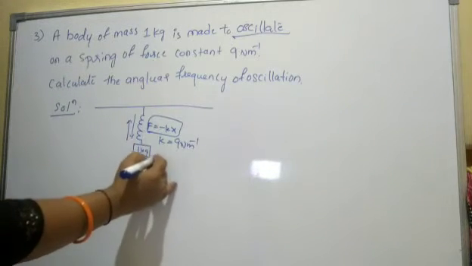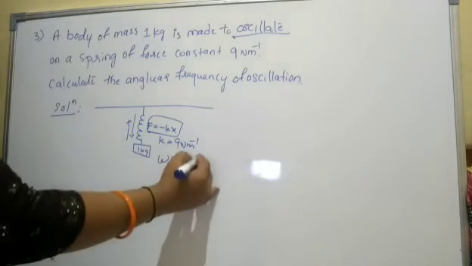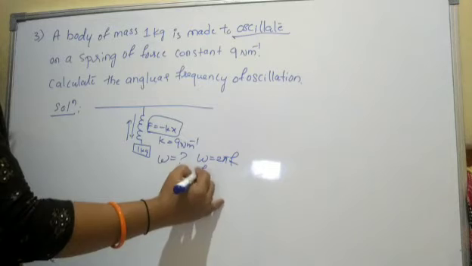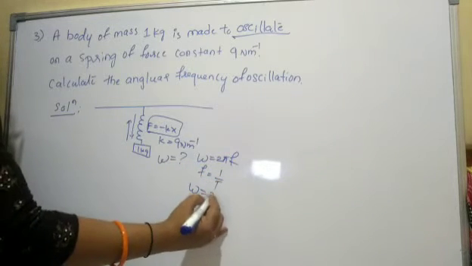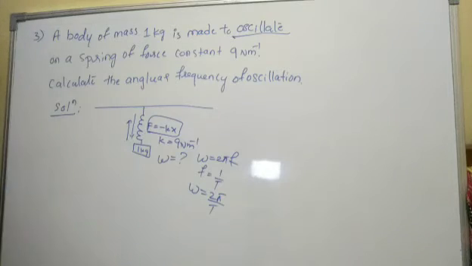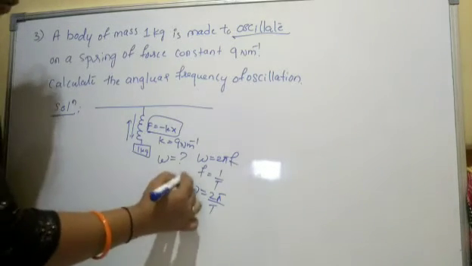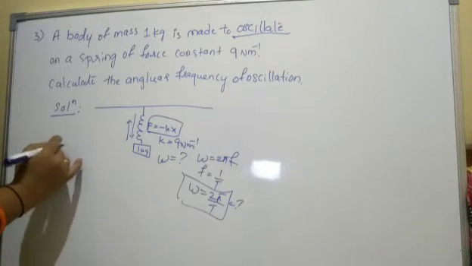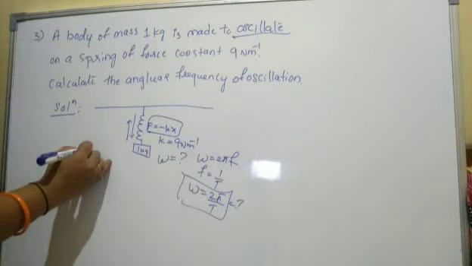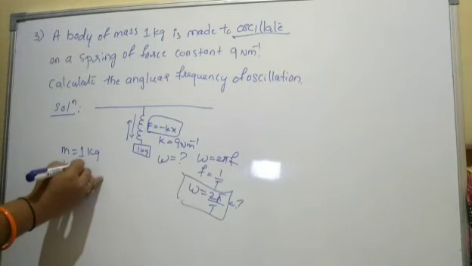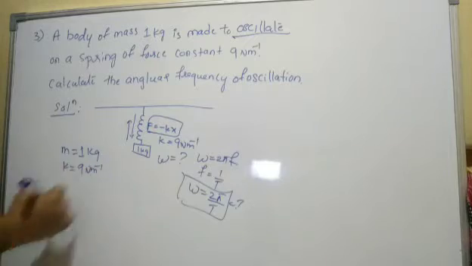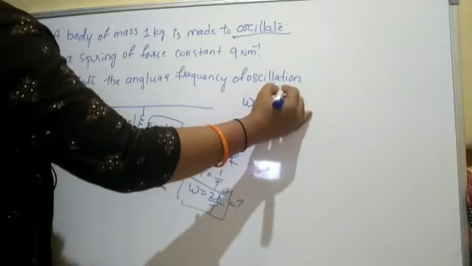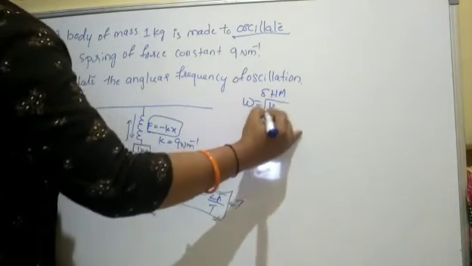Here we need to calculate the angular frequency. Angular frequency is 2 pi f, and f is 1 by t, so it is 2 pi by t. This is the form we have to calculate, and this is all that is asked in this question. As we know, the mass of the body is 1 kg, and K is 9 Newton per meter. In simple harmonic motion, omega is equal to root of K by m.